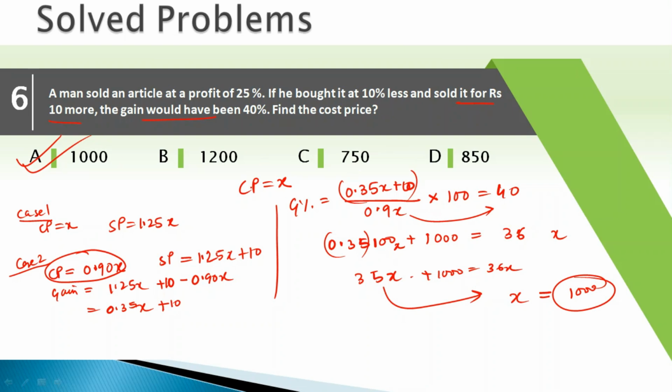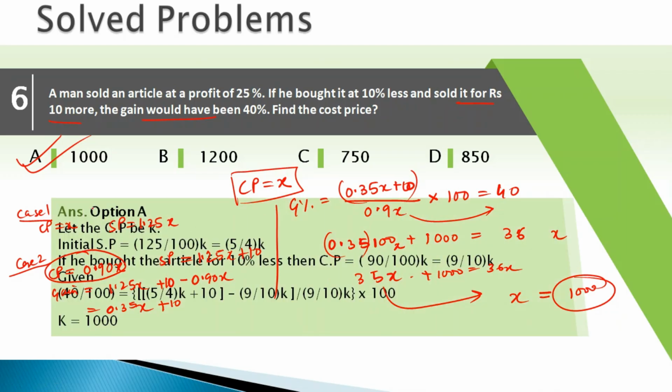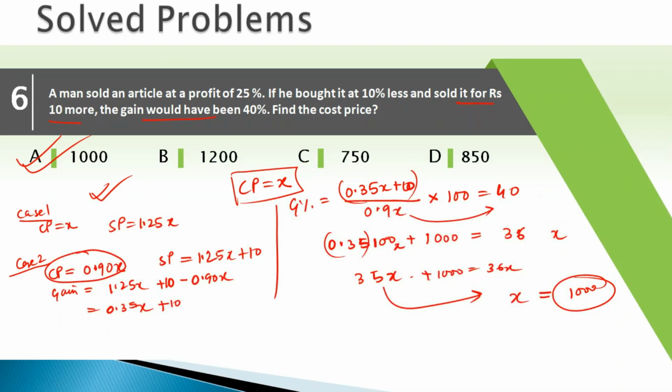So the cost price, original cost price was X. So that is 1000. Let's see the answer. Answer is option A. Got it? So this is how we solved it.